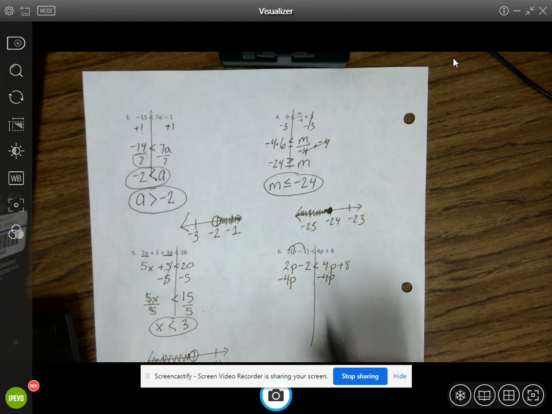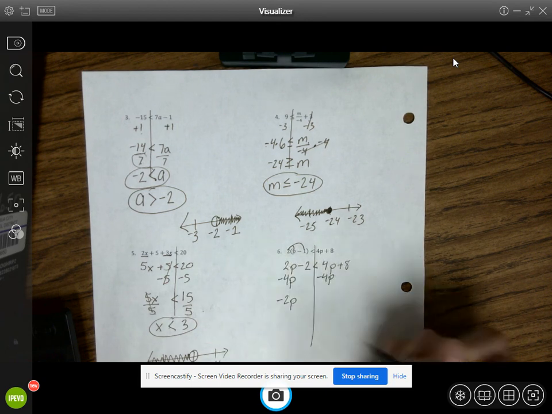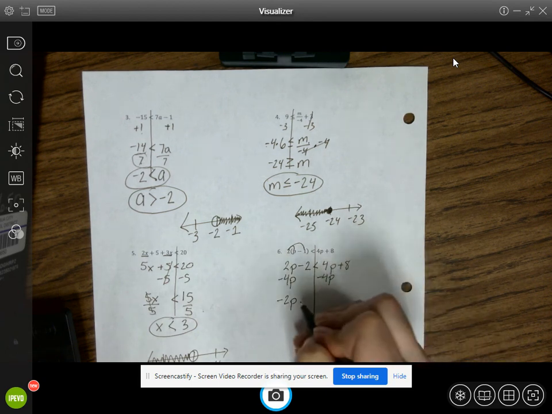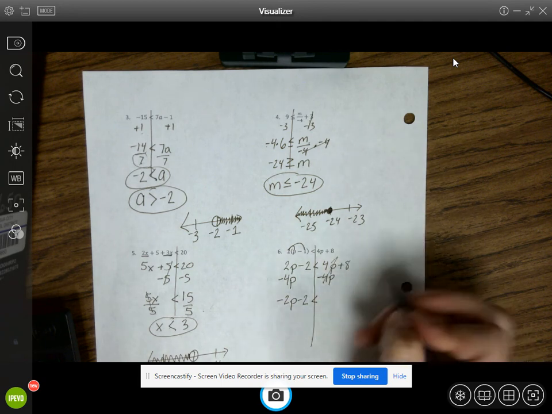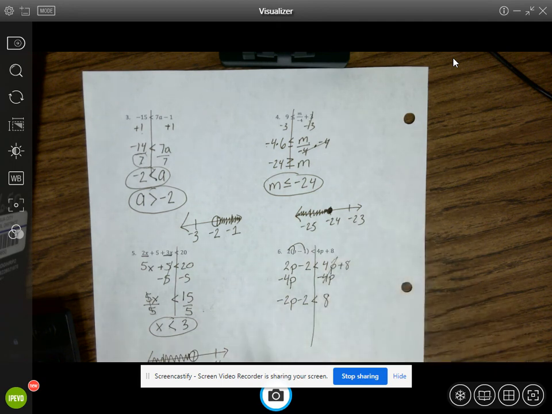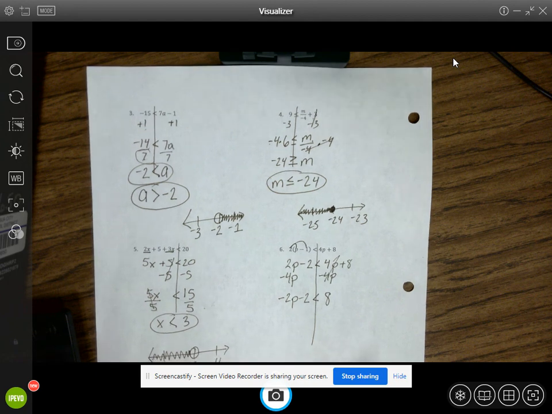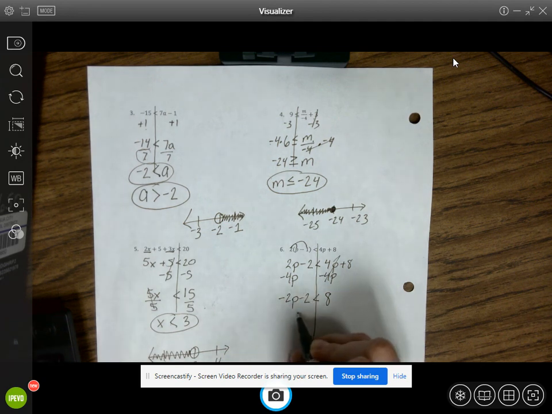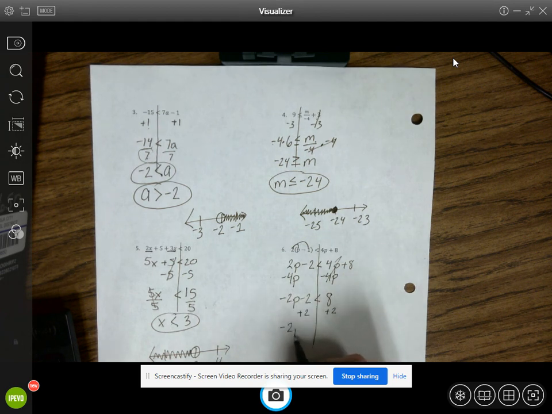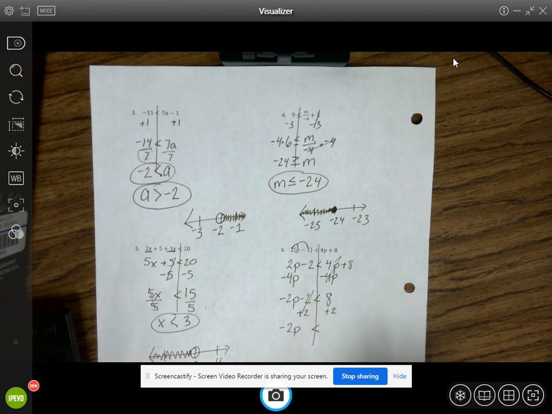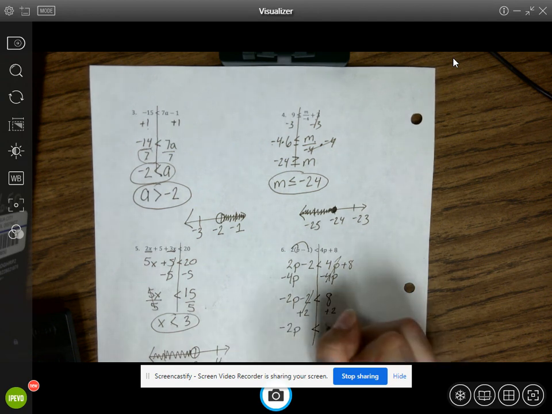2 minus 4 is negative 2p. Bring down your minus 2. Keep your symbol. Your 4p's cancel, leaving you with 8. After moving the variable, you add or subtract. I have minus 2. Then I need to add 2 to both sides. Leaves me with negative 2p. Don't flip that symbol because I added a 2. 8 plus 2 is 10.